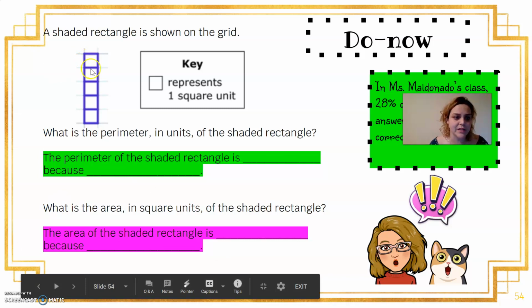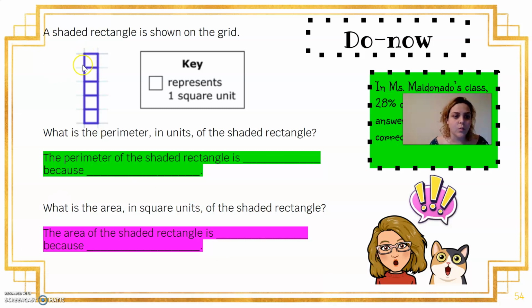So if I see this is a separation, so that's one side, 1, 2, 3, 4, 5, 6, 7, 8, 9, 10, 11, 12. So if you wrote for perimeter that you received 12, or you were able to score 12, that is correct. You should have written something like the perimeter of the shaded rectangle is 12 because I counted all of the sides together, or I added all of the sides together.